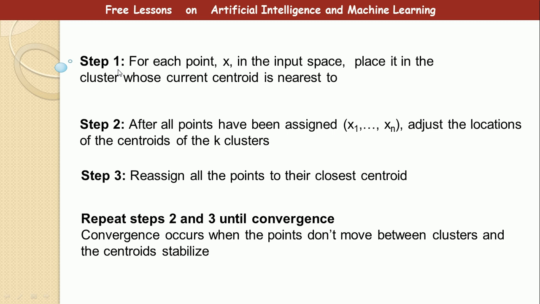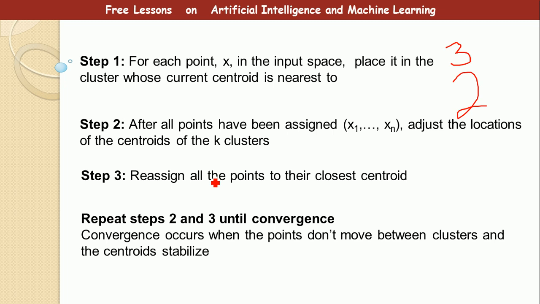Sometimes k may be 3. If you want to create 2 clusters, you use k to be 3. If you want to create 3 clusters, you use k to be 4, and so on. So k can be 3 or 2 or any value you choose. So this is what you have to choose before you start. So then you now place the points in the cluster whose centroid it is nearest to. After all the points have been assigned, then you adjust the location of the centroid of the k clusters.